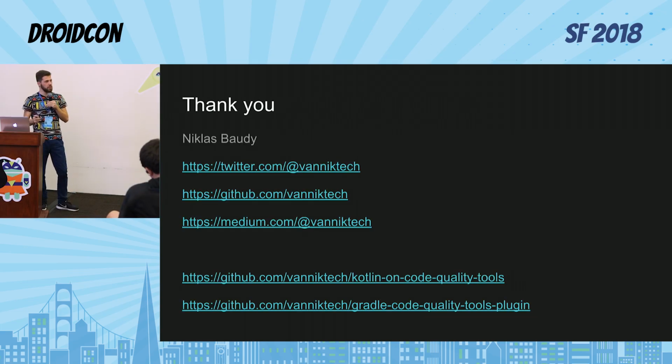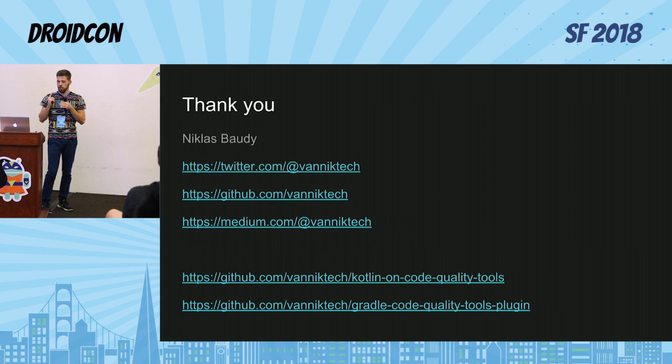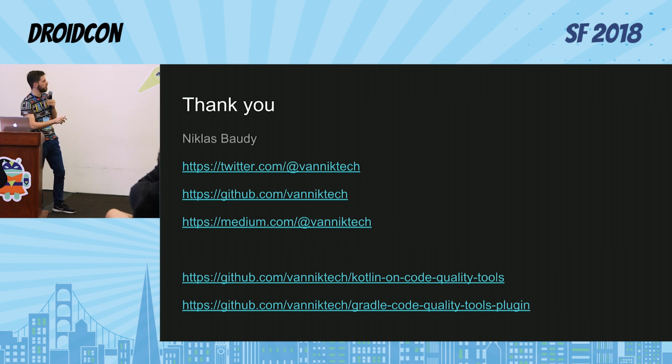And then also everything that I've shown here, all of the code, I've also put into the Kotlin Code Quality Tools GitHub project. So all of the custom lint rules, how you can configure them, how you can extend them, all of the modules, everything you saw on the slides here is also there.